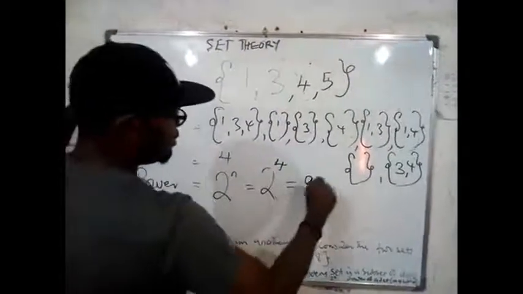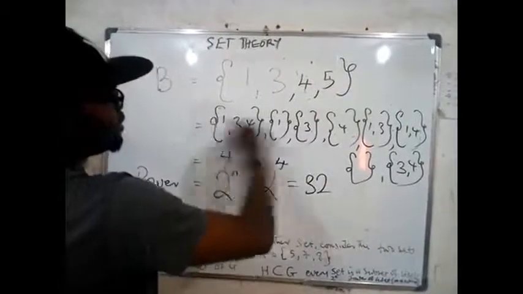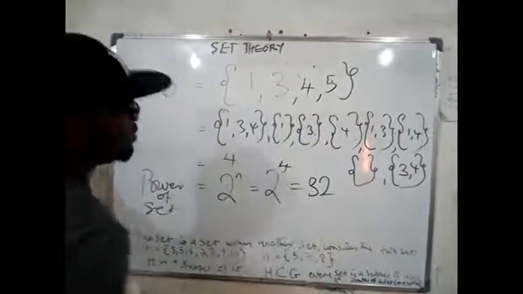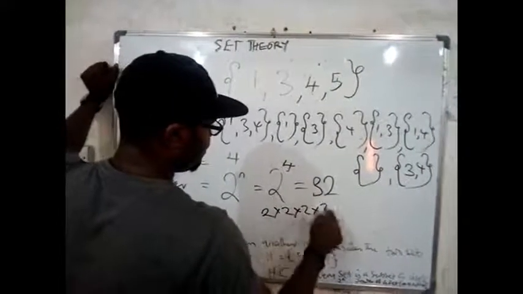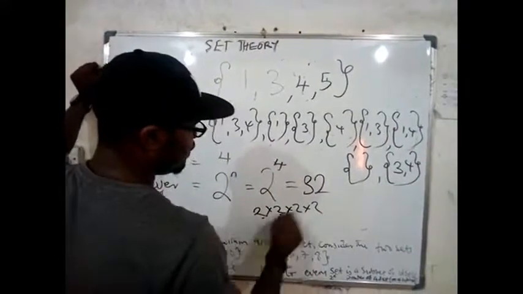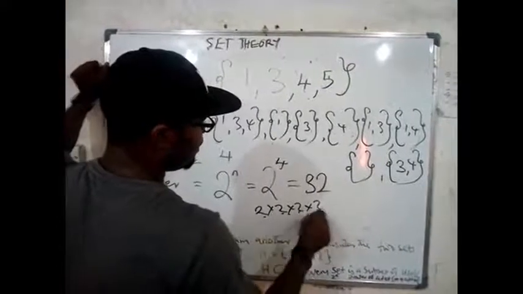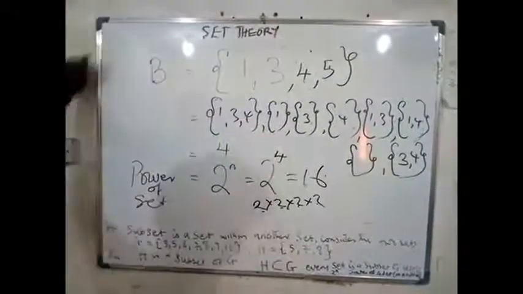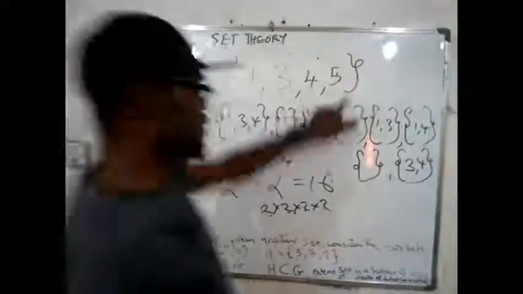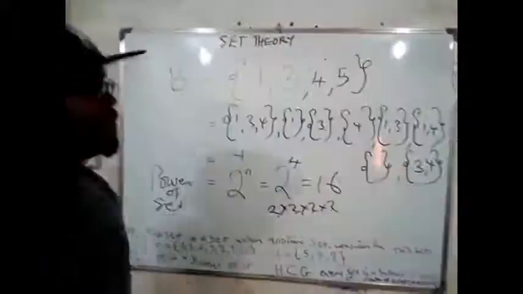32, huh? So if you build the subsets of this, you're going to get up to 32. 2 to the power 4 is 2 times 2 times 2 times 2. 2 times 2, 4. 4 times 2, 8. 8 times 2 is 16. Sorry, so this should be 16. So if you build the subsets of this, you're going to get up to 16 subsets.